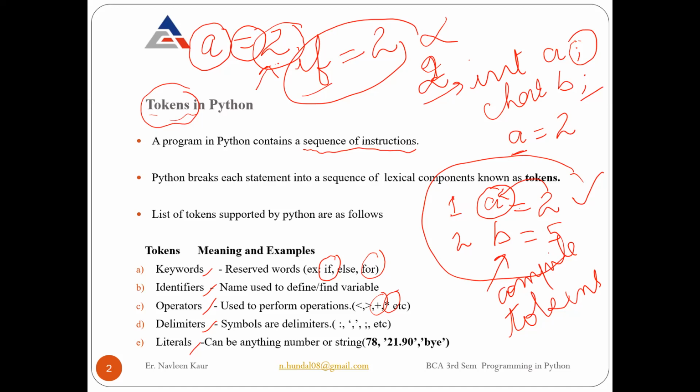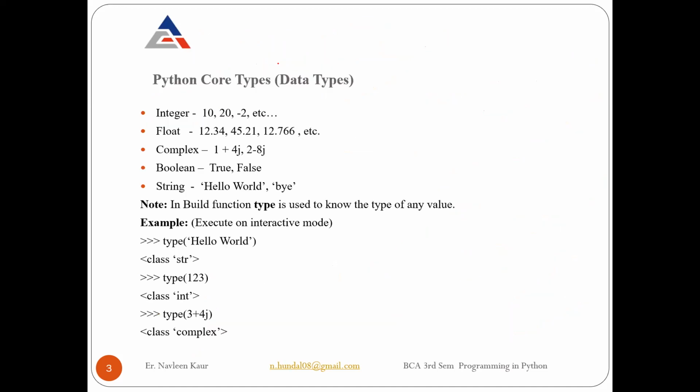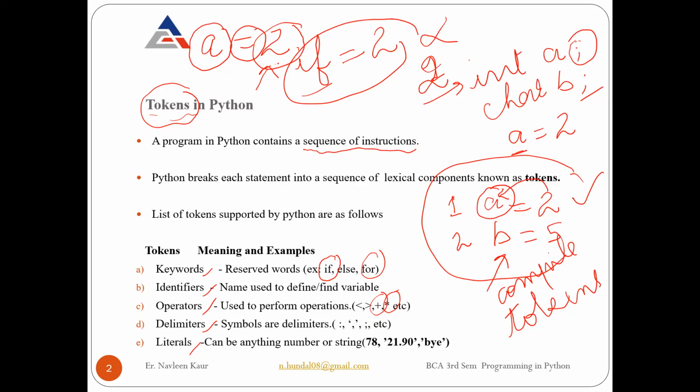If I write here a equals Navleen, I am writing my name and assigning it to a variable. Here a is again an identifier, equals is an operator if I talk about tokens, and Navleen is a literal, because this is the value that I am going to assign.